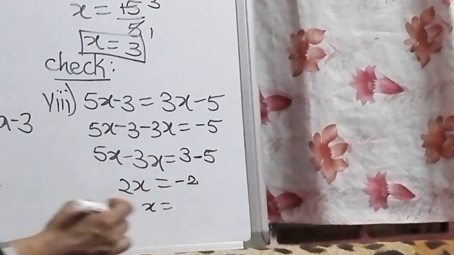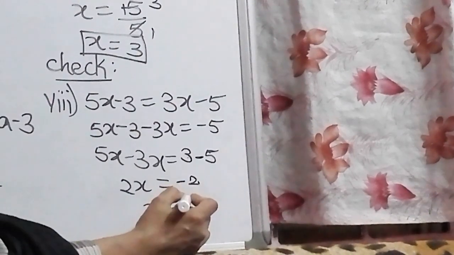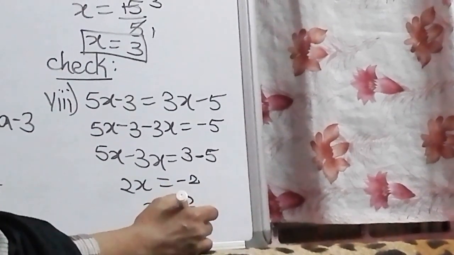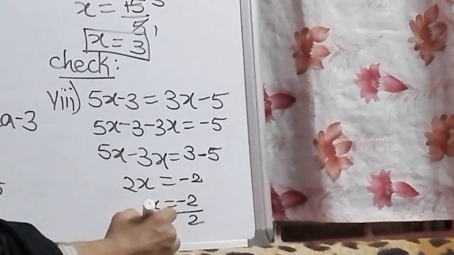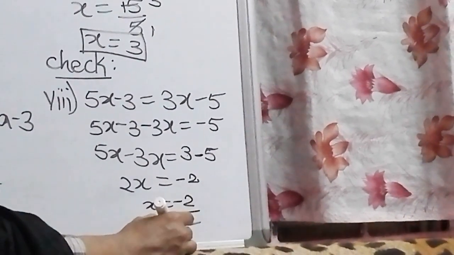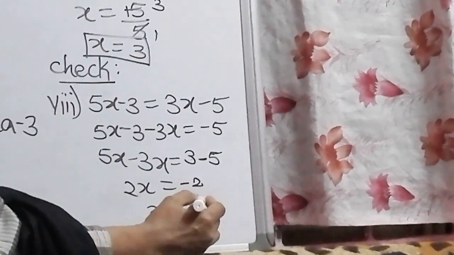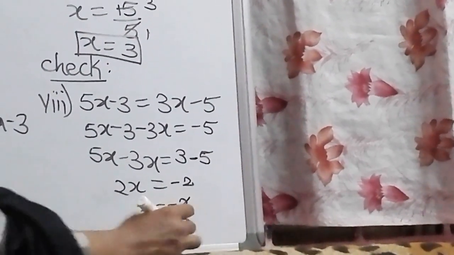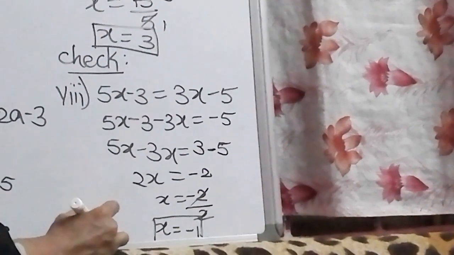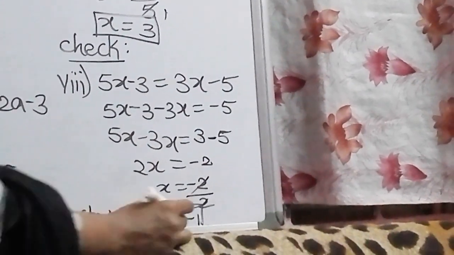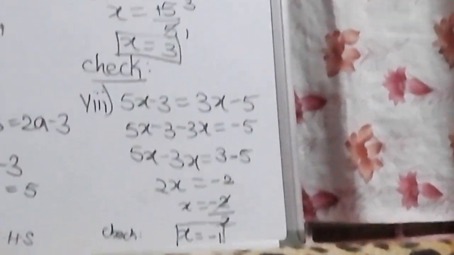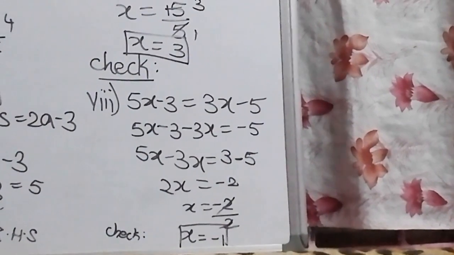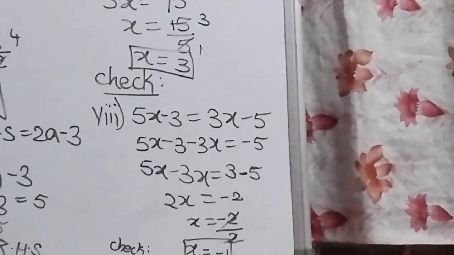Now x is equal to, here multiplication is there. Multiplication when it goes to the other side what happens to that? It becomes division. Now x is equal to 2 ones are 2, ones are, so it is minus 1. X is equal to minus 1. Now you need to check. Substitute the value of x is equal to minus 1 and then tally whether LHS and RHS are equal or not.